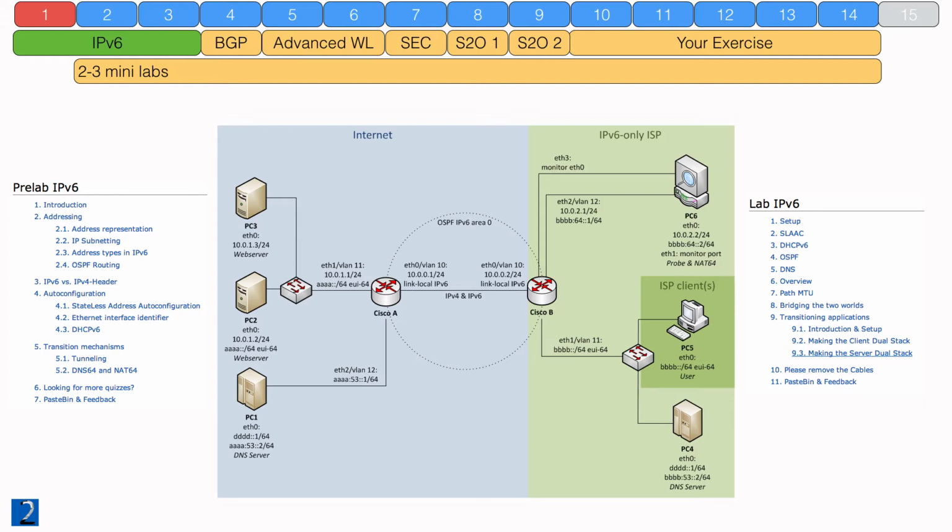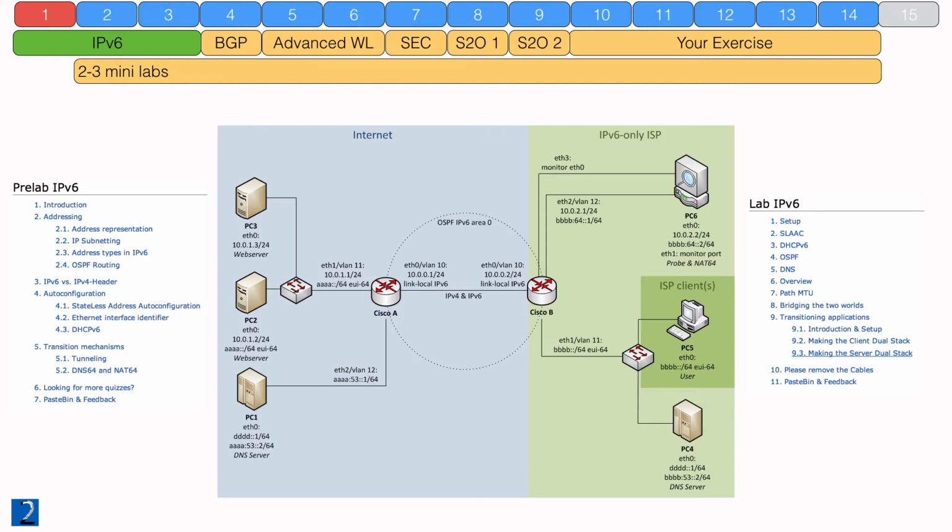Okay, the first topic is the famous IPv6, the brand new protocol that came out last year. So the protocol that came out more than 10 years ago, and is replacing IPv4 and is getting more and more adopted in the internet.